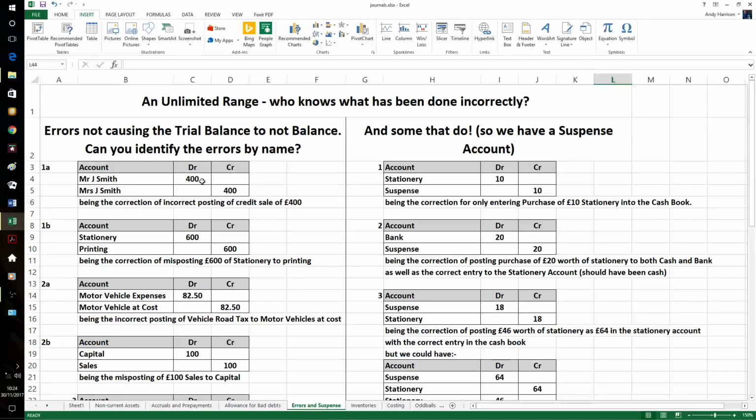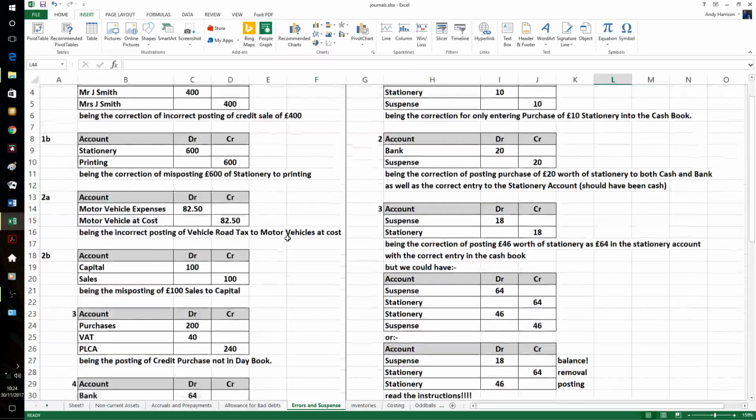So this is just between two accounts. So we've obviously entered something into Mrs J Smith and she's not happy because we actually sold the goods to Mr J Smith. And then another error of commission, just this time between stationery and printing. So now we'd posted it into printing and we should have put it into stationery. So that's going into stationery, that's taking it out of printing.